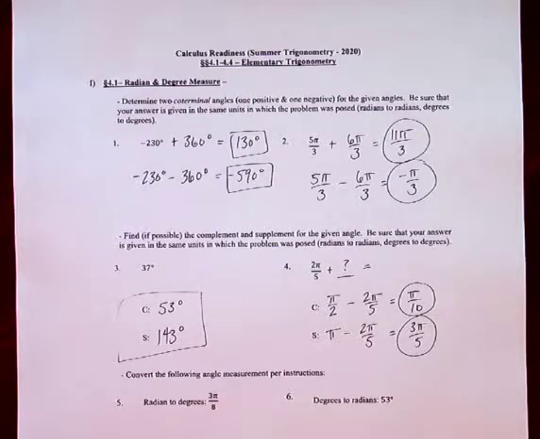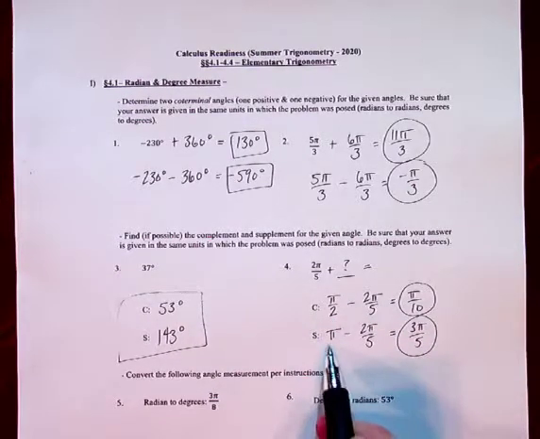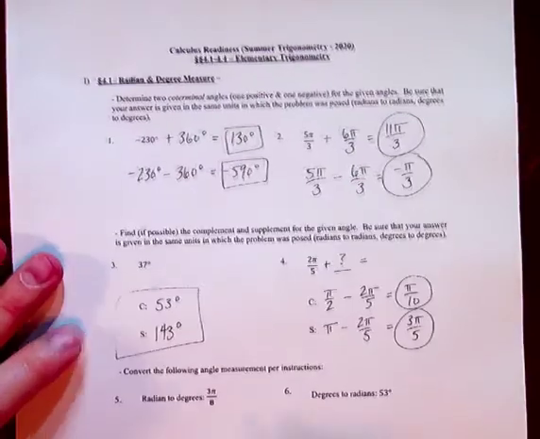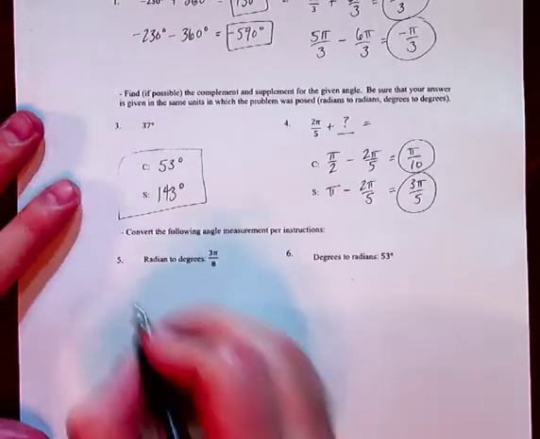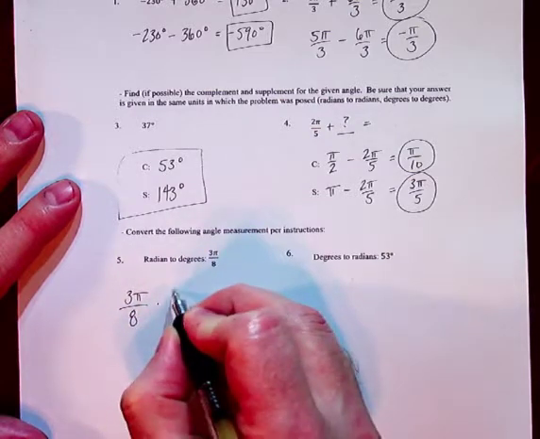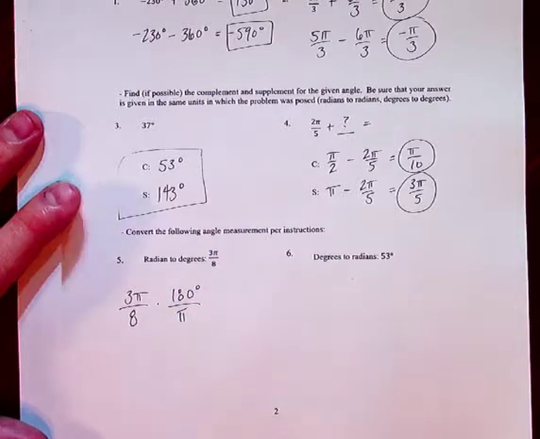Complementary angles don't add up to pi. Complementary angles add up to pi over 2. Supplementary angles don't add up to 2 pi, they add up to pi, okay? Now when we get down here to the conversion, radians to degrees, okay? We want to multiply this by 180 degrees, remember the units, over pi.